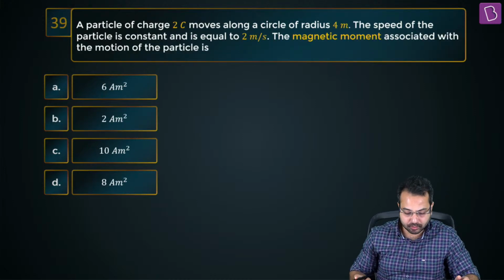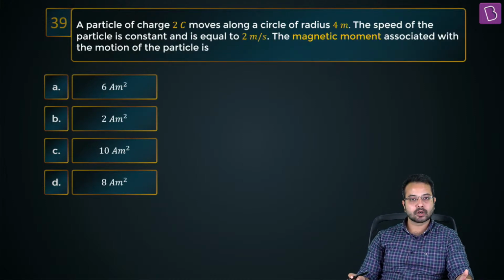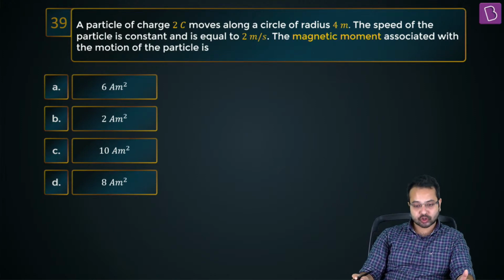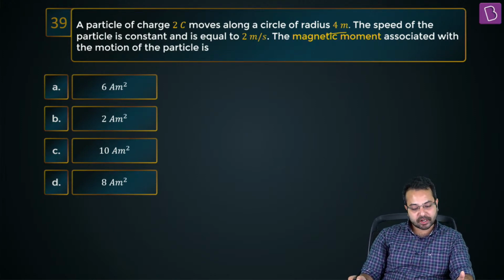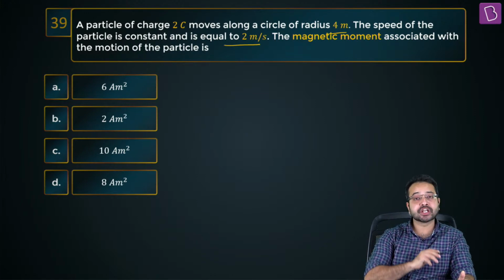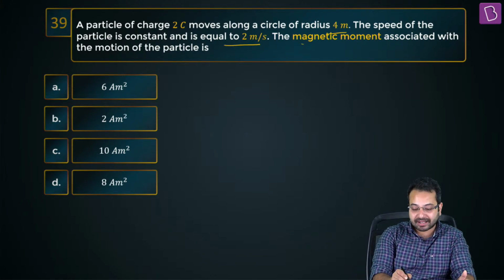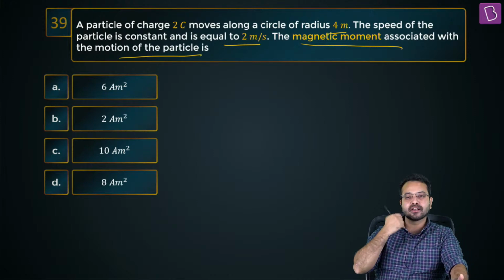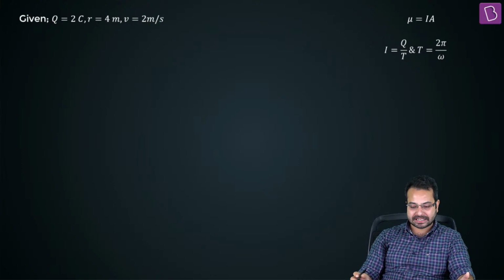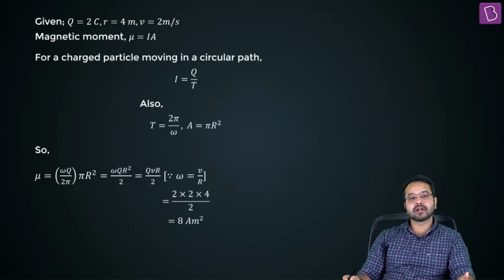Alright, we're making good progress. What is the next question? A particle of charge 2 coulomb moves along a circle of radius 4 meter. The speed of the particle is constant and is equal to 2 meter per second. The magnetic moment associated with the motion of the particle is... Okay, this is a good question. Alright, so we'll discuss this in some detail.